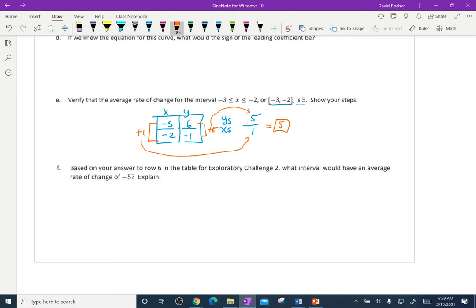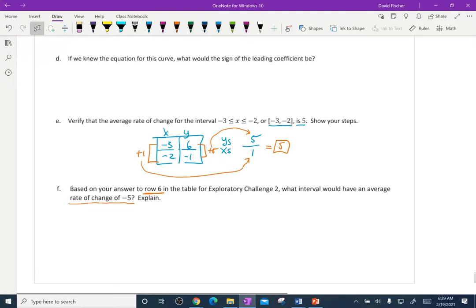So you might try that on this one down here, based on your answers in row 6. So this is the problem. If you didn't put them in order, things are going to be a little bit crazy on this one. So challenge 2, what interval would have the average rate of change of negative 5? Explain. So I hope you tried it. So let's go up and look.